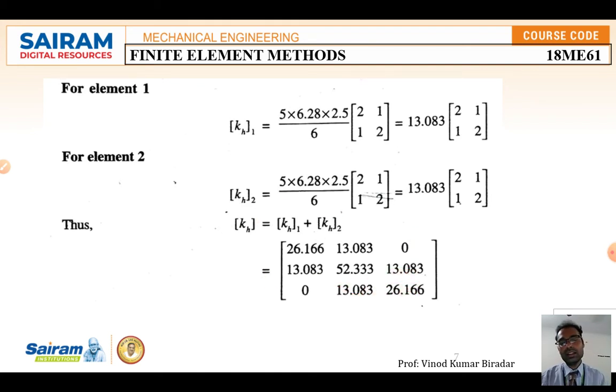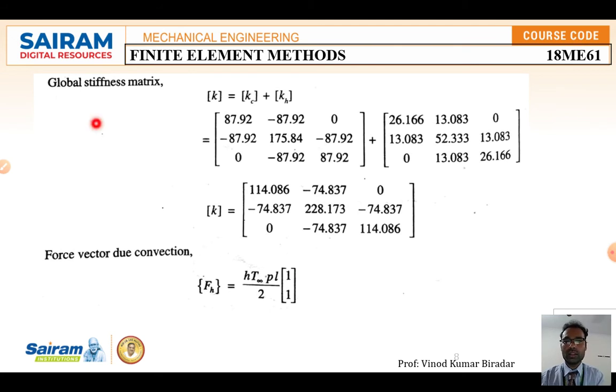After adding, now you calculate the global stiffness matrix. We have the formula for the global stiffness matrix, K is equal to Kc plus Kh. Substitute the Kc you calculated and substitute the Kh value. Now just add here. So 87.92 plus 26 is equal to this, minus 87.92 plus 13.08 is equal to minus 74, 0 plus 0 is equal to 0. If you add these two matrices, you are going to get the global stiffness matrix.